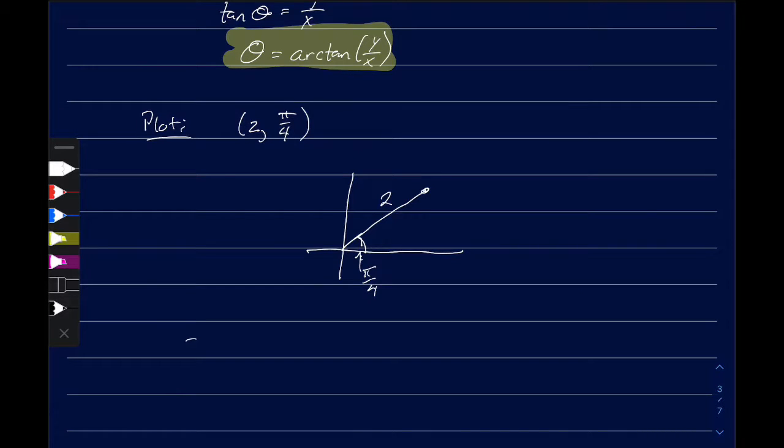Another way of looking at them is our r doesn't necessarily have to be positive. We can have (negative 2, pi over 4). We'll make that positive pi over 4 still. And when we do this, we'll have our angle of pi over 4, but it's going to be along this line, but in the negative direction. And this is going to be our point, (negative 2, pi over 4).